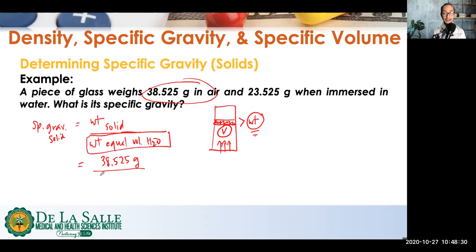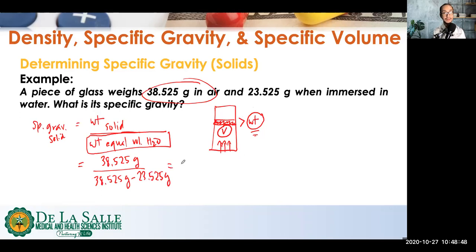Okay? It is now the apparent loss in weight in the object as it is immersed in water. Okay? So this will be equal to 38.525 grams minus 23.525 grams.